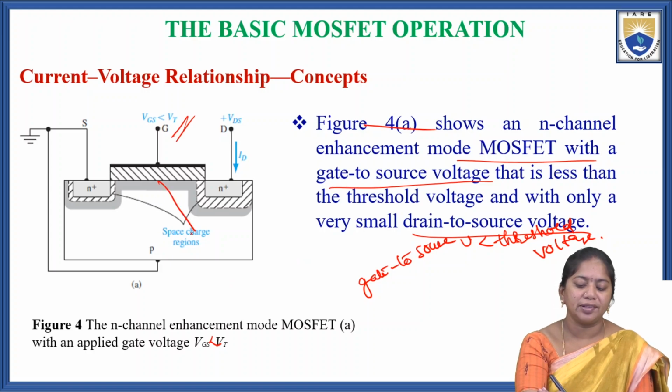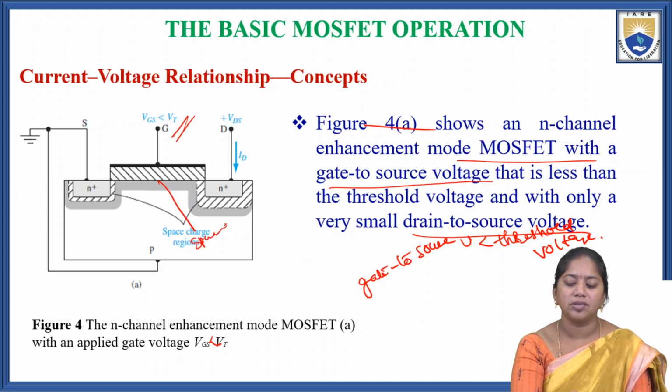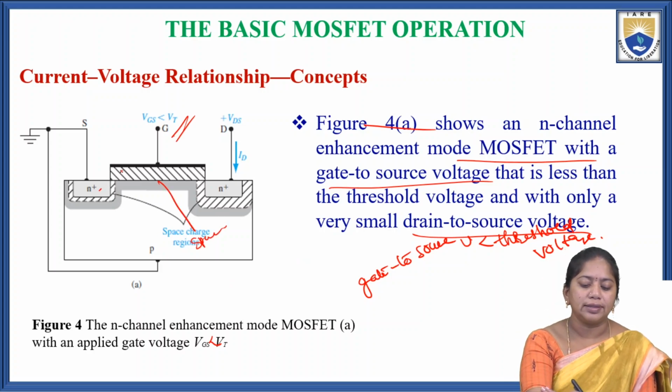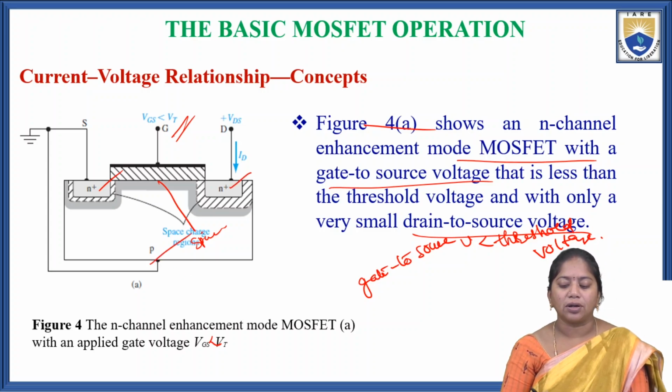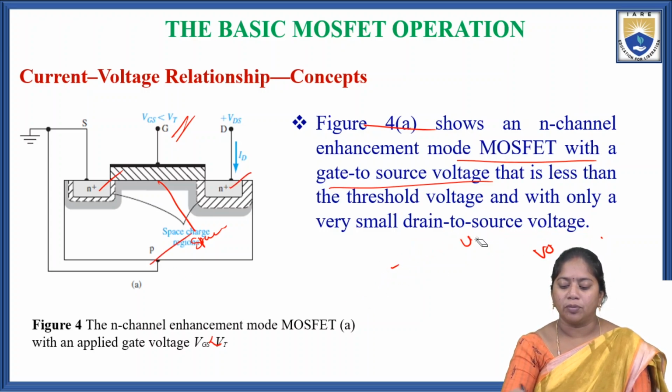This is the space charge region. Here this is the N plus region, N plus. P is the substrate or the body.